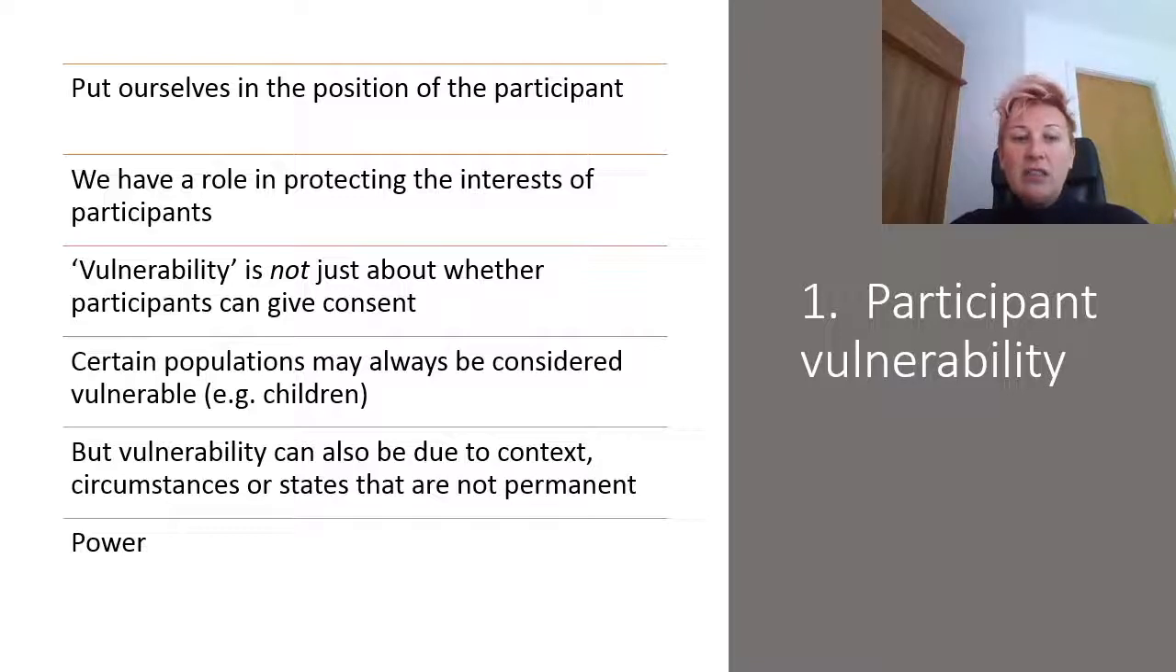But other populations may be vulnerable, not because of some permanent state like being a child, but due to the context that they're in, the circumstances that they're in, the state that they find themselves in. They may be vulnerable because of a life event that has just happened to them, because of some change or transition or instability that they're going through, some circumstance. So we have to consider the various ways in which a participant might be considered vulnerable or potentially vulnerable. One of the ways in which a participant may be vulnerable could be because of the power relationship that they have with the researcher.